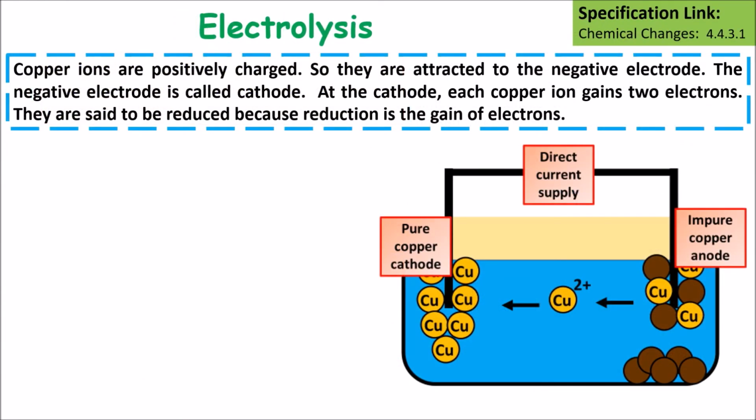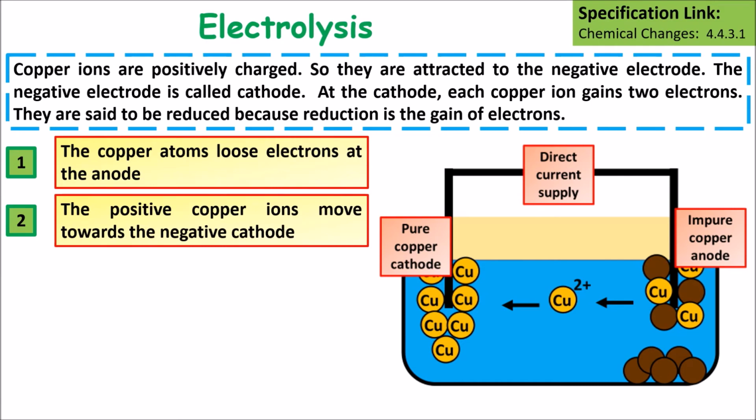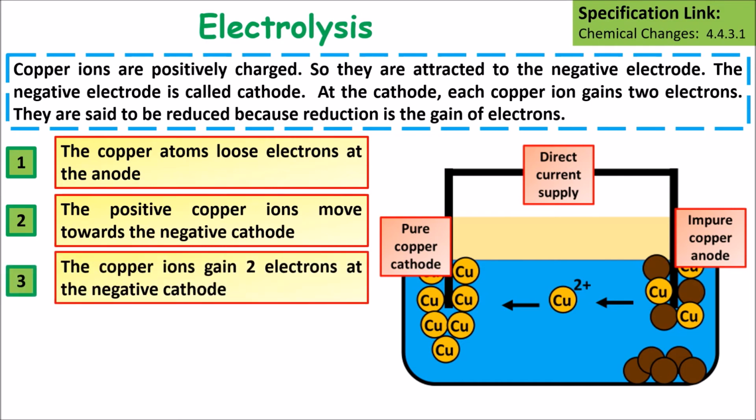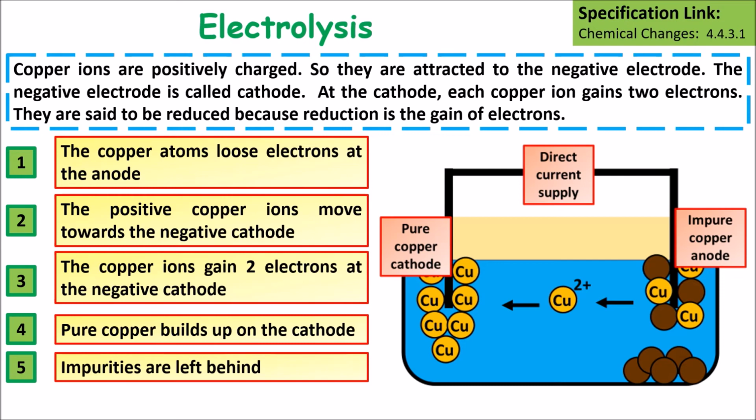So, if we look at the electrolysis of copper sulfate, to start off with, copper atoms lose electrons at the anode. The positive copper ions then move towards the negative cathode. The copper gains 2 electrons at the negative cathode, so pure copper builds up at the cathode and impurities are left behind at the anode.